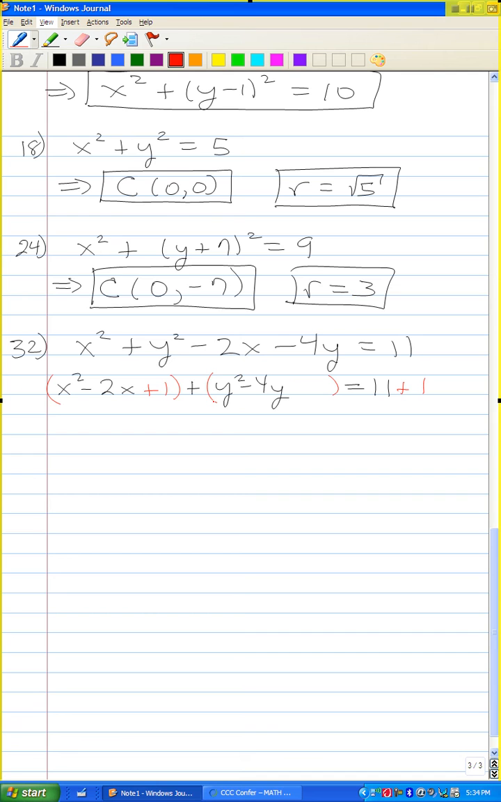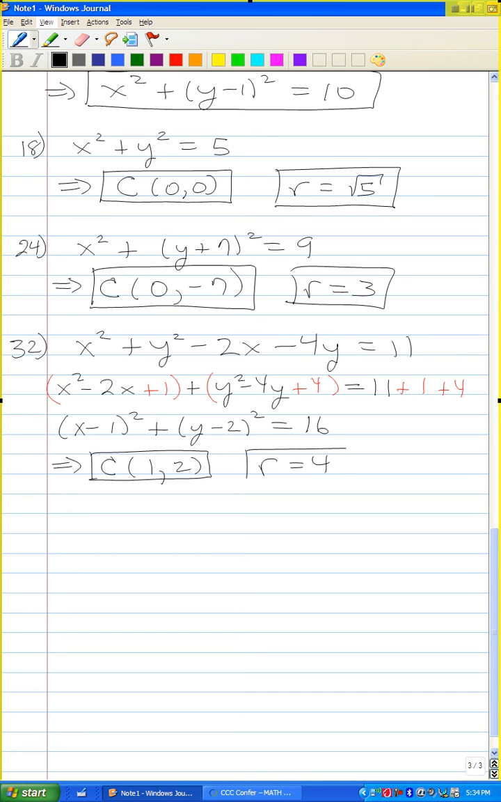Since there's 1 in front of the y squared, negative 4 divided by 2 is a negative 2, squared is 4. And I add 4 to both sides of my equation. And so this is a perfect square trinomial, x minus 1 squared, perfect square trinomial, y minus 2 squared equals 11 plus 2 plus 1 plus 4, 16. Therefore, the center of my circle is at (1, 2), and the radius, square root of 16, is 4.